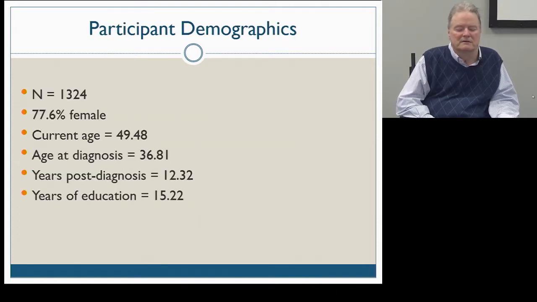This is a summary of the demographic characteristics. So the average age at diagnosis, 36.8. So again, this underscores that the symptoms are starting to occur even years before that. And you can see there's a group that's really in that core window of employment, an average of 12.3 years after diagnosis. And really a fairly highly educated group, 15.2 years.